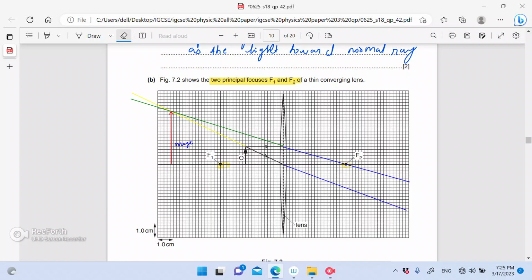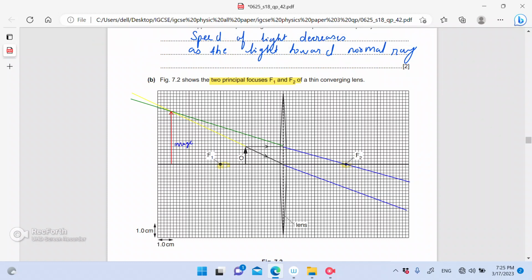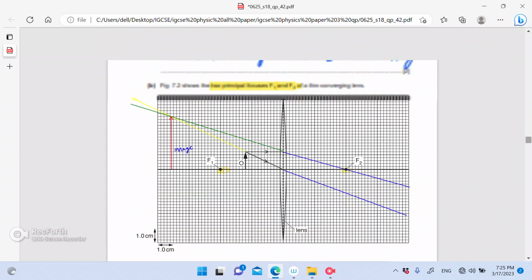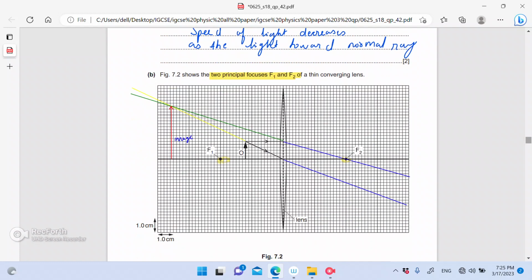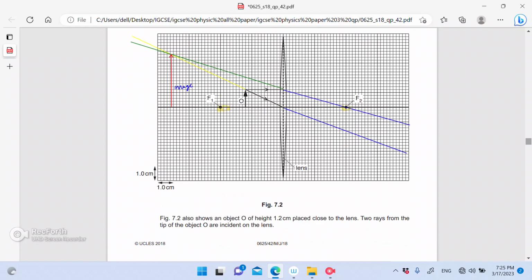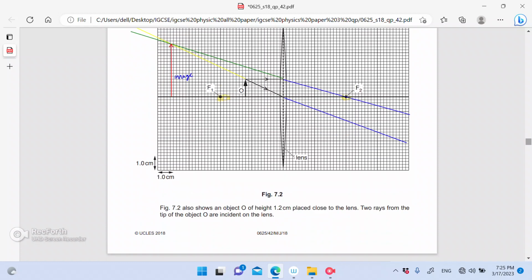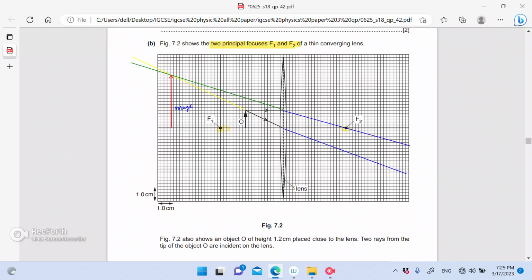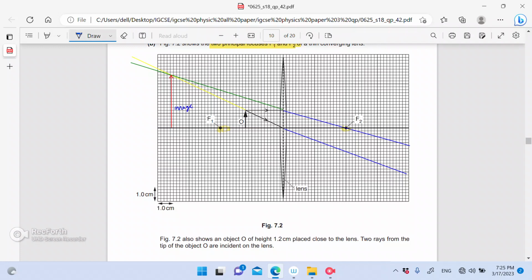So by looking at this diagram, you can see the object is on the side of the image. Actually the object is near the lens. When the object is too close to the lens, the image will form on the backside. Okay. Now the figure 7.2 also shows an object. This is the height of the object, 2.5 centimeter. Okay, it is placed close to the lens.